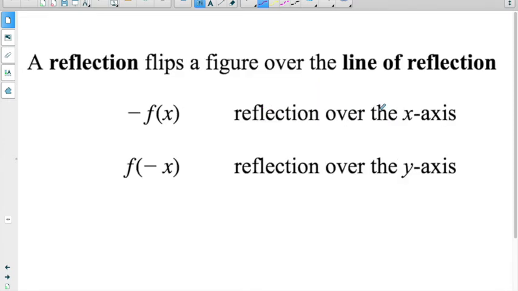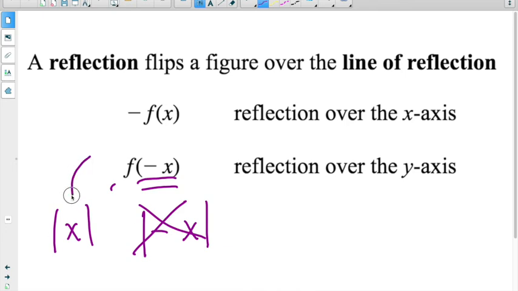A reflection is going to flip a line over the x-axis or the y-axis. So if we have a negative out front of the parent function, we're flipping over the x-axis. If we have a negative inside, then we may reflect over the y-axis. If the function is symmetric to begin with, we're not going to notice this reflection over the y-axis. If you think about the absolute value function, if I plug in the absolute value of negative x, because of the nature of the absolute value function, it's going to make it still look as if it's positive, so we're not going to notice this reflection over the y-axis.